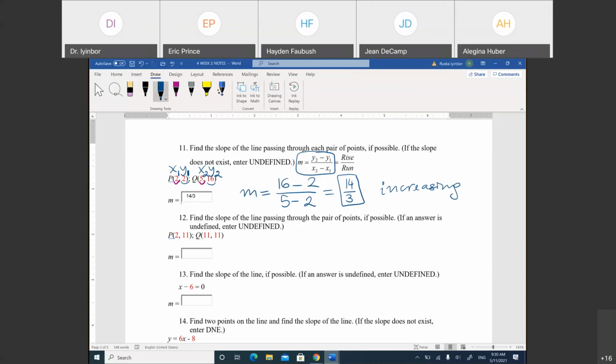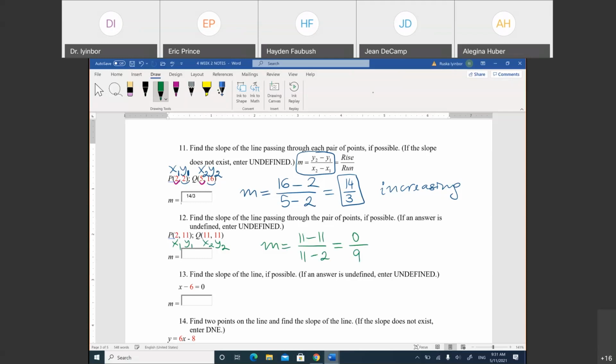For number 12, you need to do this again. So we have, again, 2 points, and you have to use the same formula. We're going to start again with x and y, and you're going to do x1, y1, x2, y2. And the formula is y2 minus y1, which is going to be 11 minus 11, right? Over x2 is 11 also, minus 2. What is that? 11 minus 11 is 0, over 11 minus 2 is 9.